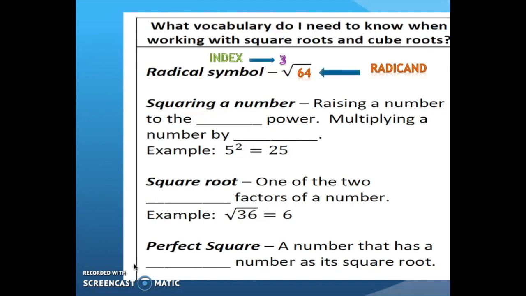Squaring a number, raising a number to the second power, means that you're multiplying that number by itself. For example, we have 5 to the second power, which would be 5 times 5. The square root says one of the two like factors of a number. For example, the square root of 36 is equal to 6. So that factor would be 6. 6 times 6 will give you 36. A perfect square is a number that has a whole number as its square root.